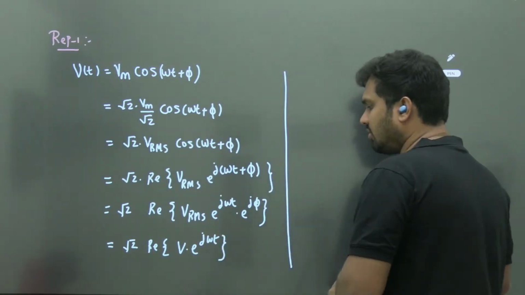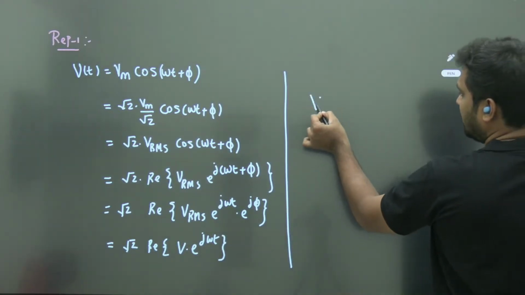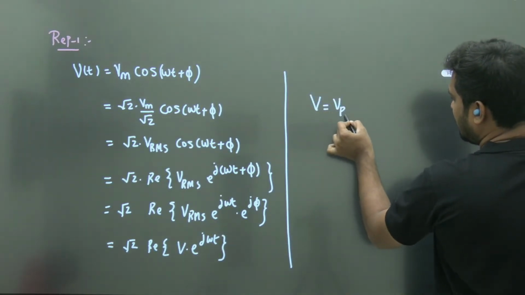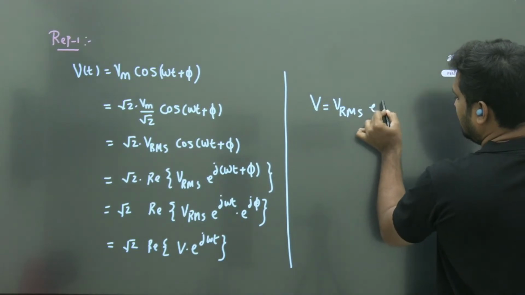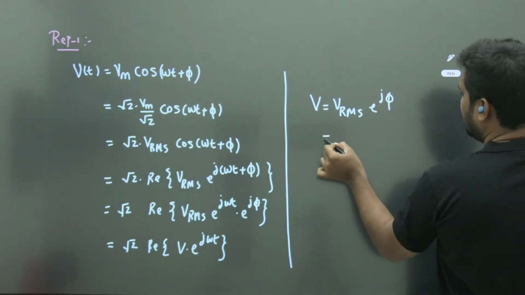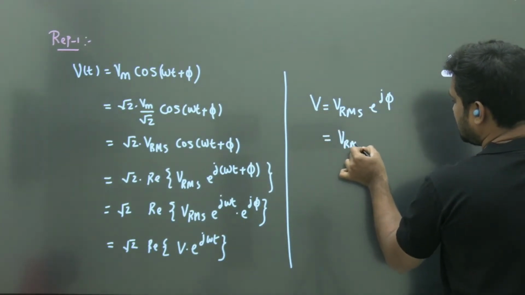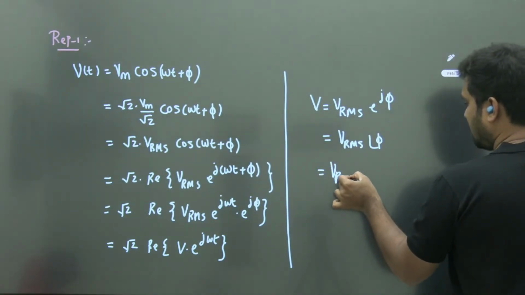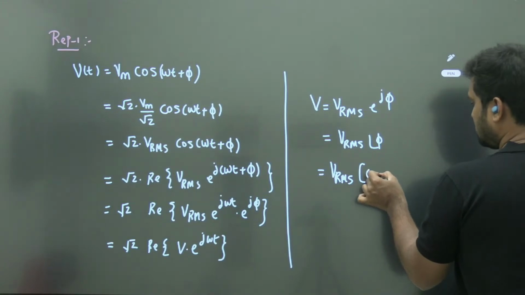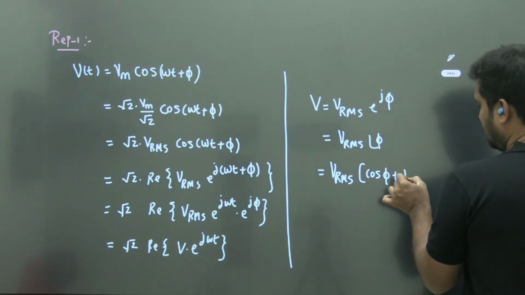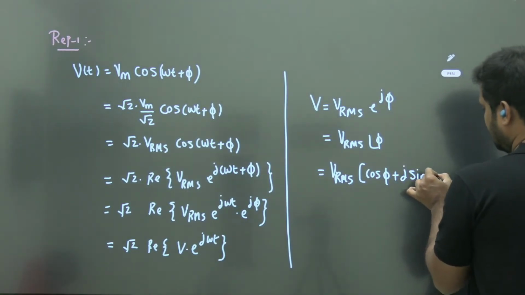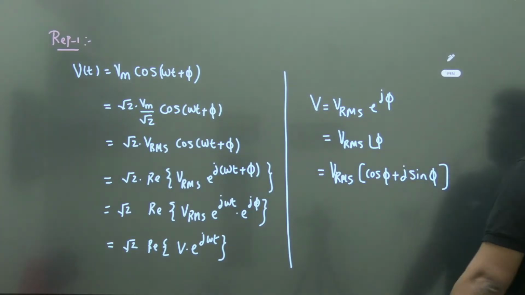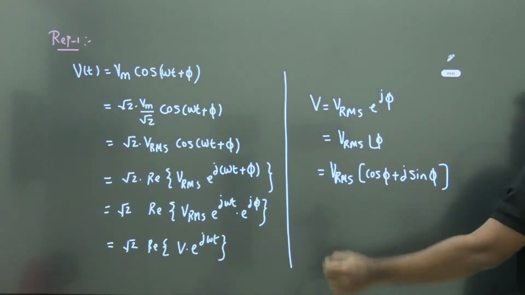What is V, sir? Phasor V? Phasor V is equal to VRMS e^(jφ). You can also write it as VRMS angle φ, or you can also write it as VRMS (cos φ + j sin φ), right? So exponential, polar or rectangular form.